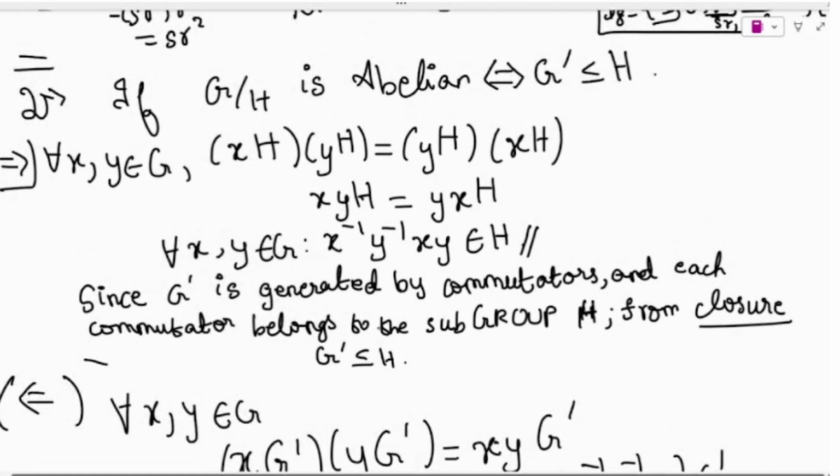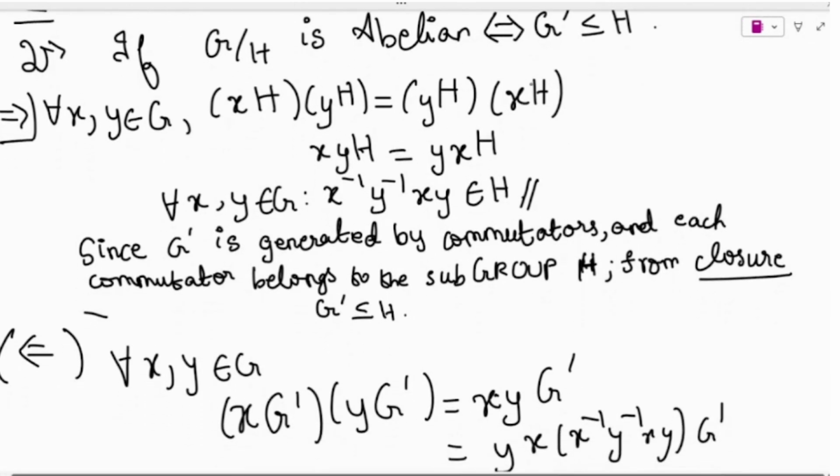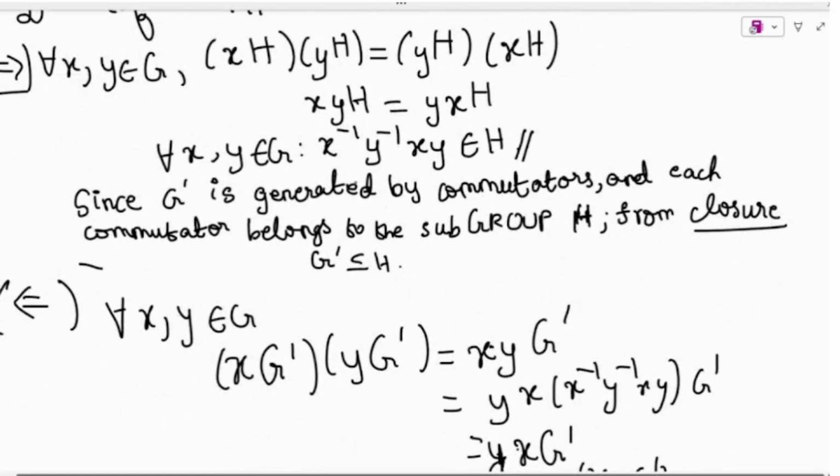Now the other direction. I'm saying that if the PT sir is among the group, then the group must be silent. So for all x, y in G dash, we have this.